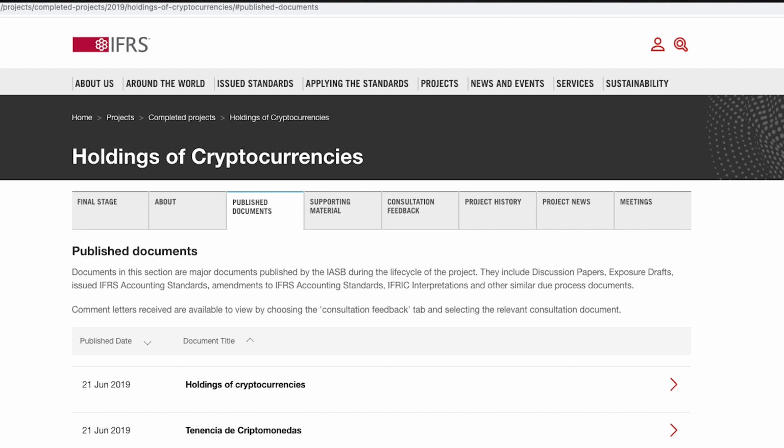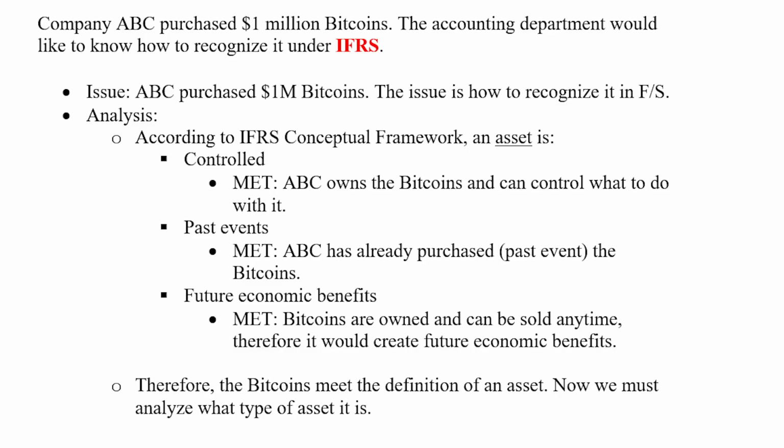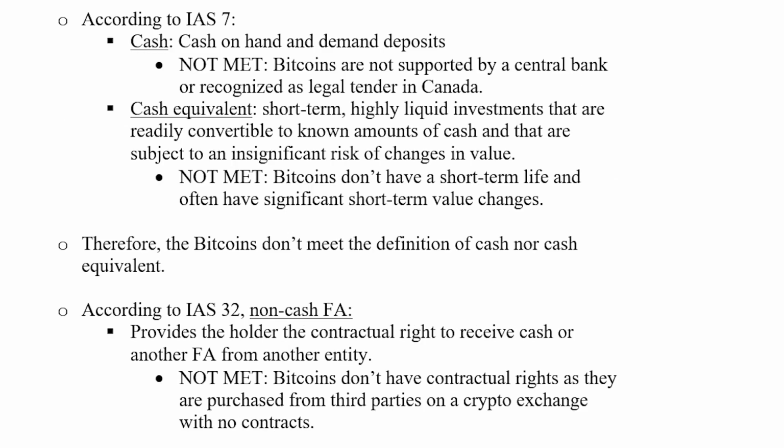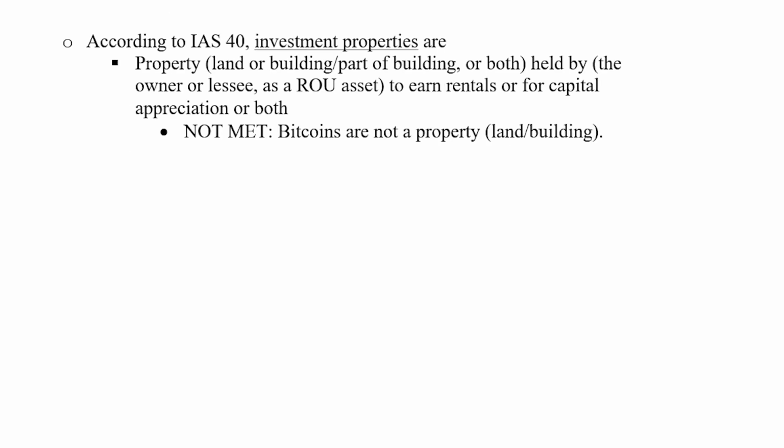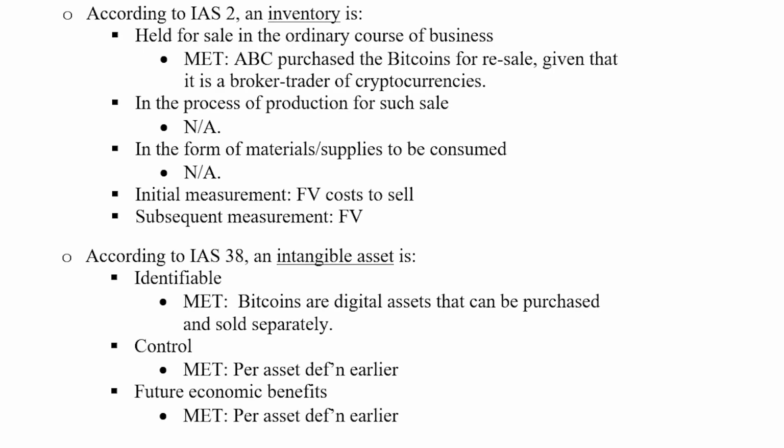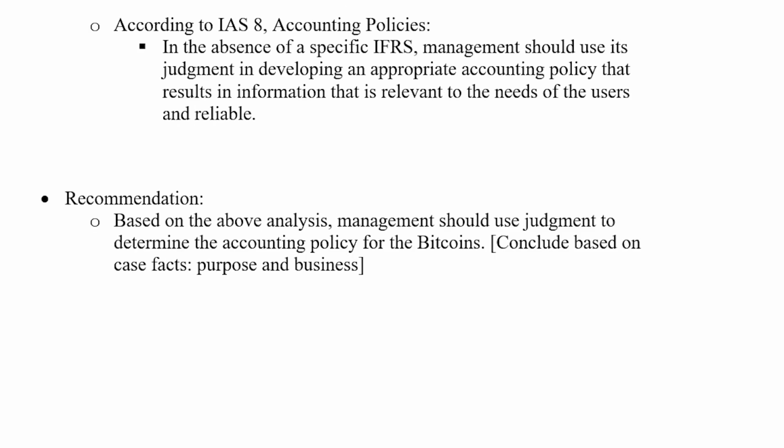Now under IFRS, it is almost the same thing, but unlike ASPE, we do have something concrete. In 2019, the IFRS Interpretations Committee, or IFRIC, concluded that crypto is an intangible asset. But since this is not published yet, we'll have to go through the same steps. We'll start with the definition of the asset under the Conceptual Framework. Then we'll put cash and cash equivalent. Then we'll put non-cash financial assets. Then investment properties. By the way, there are no investment properties under ASPE. This is only under IFRS. Then we'll put inventory, then intangible assets. Lastly, we'll quote IAS 8 accounting policies, which says that in the absence of a specific IFRS, management should use judgment for appropriate accounting treatment.